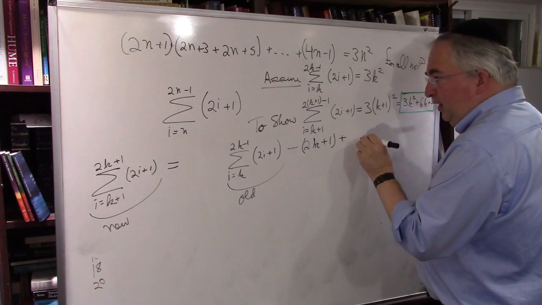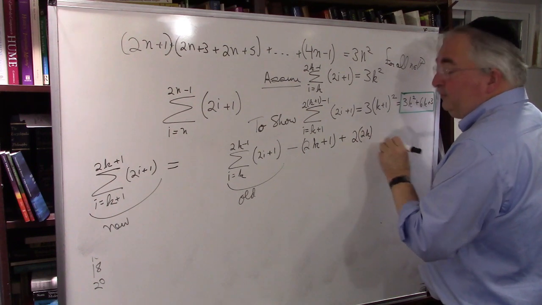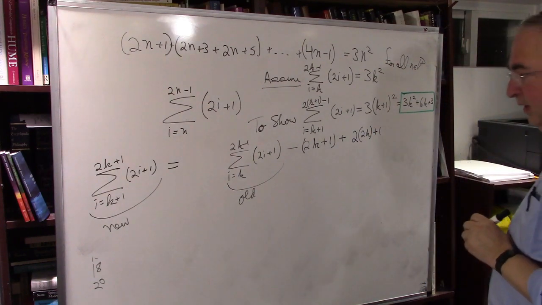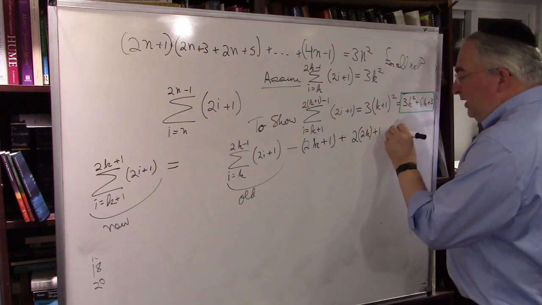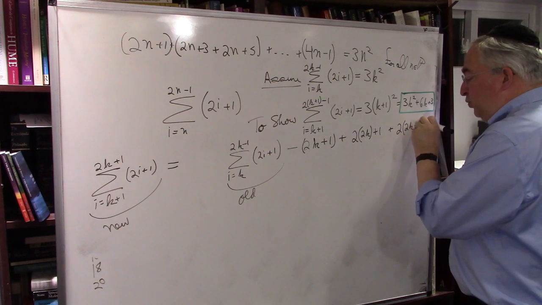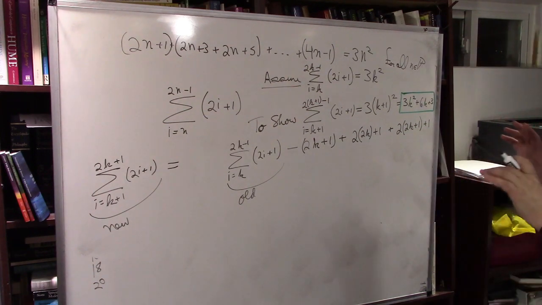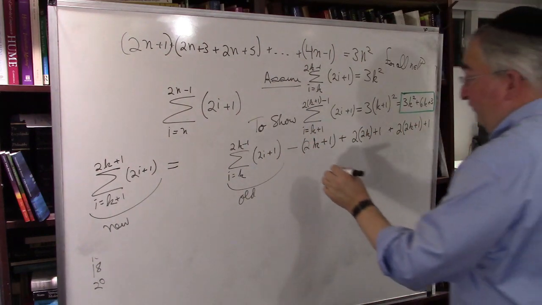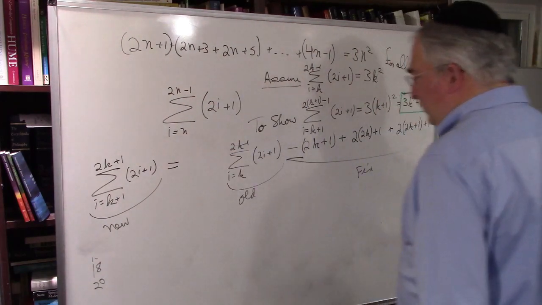So 2 times 2k plus 1. Okay, and then I got to add in the 2k plus 1th term, plus the 2 times 2k plus 1 plus 1. Okay, so now our boundaries are the same. Now this is the fix. This is the fix. Our boundaries are the same. I'm sorry, I didn't need the space here.